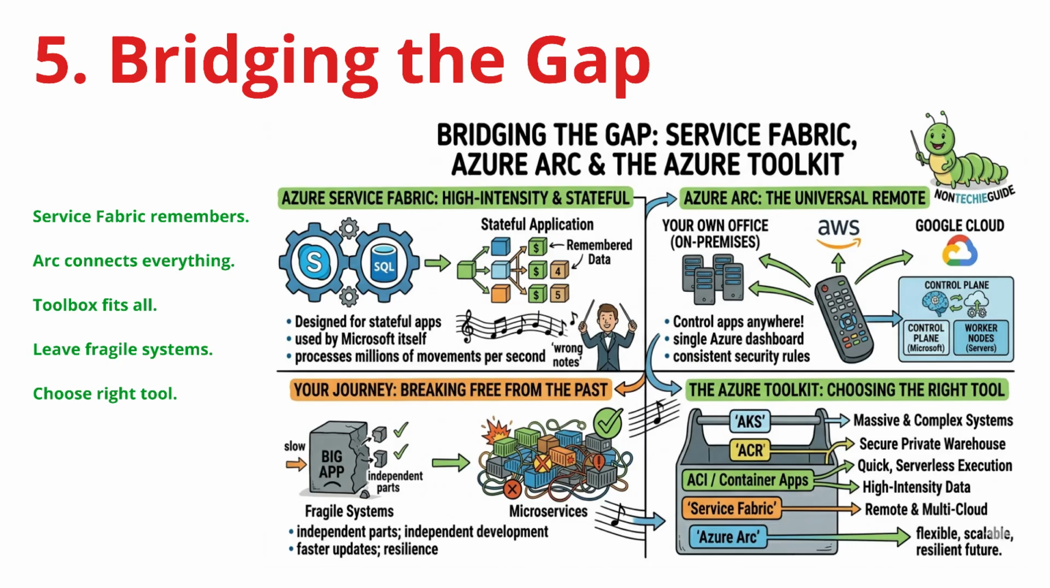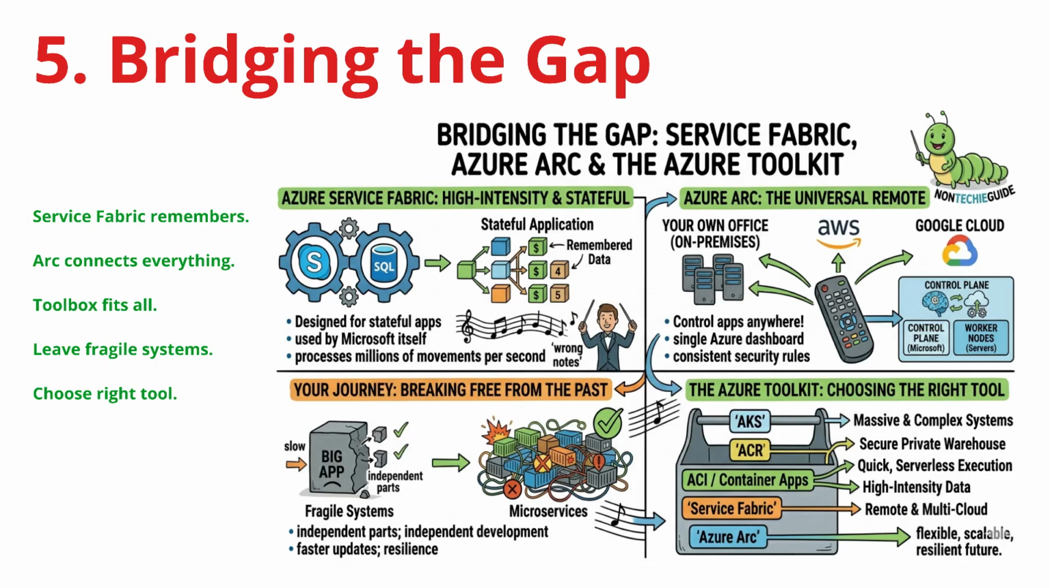Ultimately, your journey is about breaking free from the fragile, slow systems of the past and adopting flexible microservices. To do that, you must choose the right tool from the Azure toolkit. Use AKS for complex systems, ACR for secure storage, ACI for speed, Service Fabric for data intensity, and Arc to bring it all together.